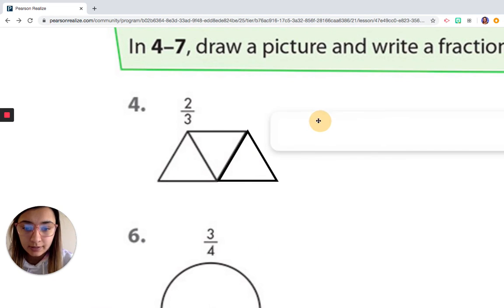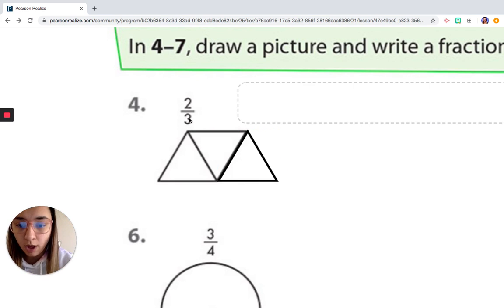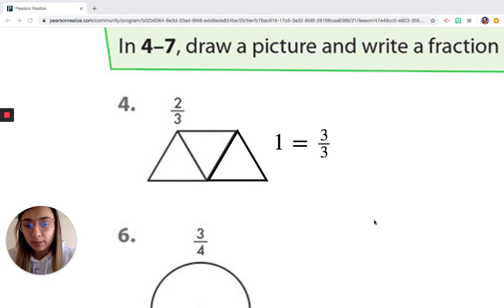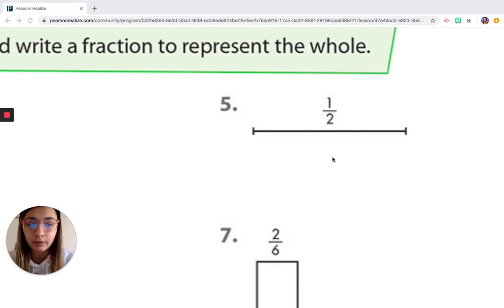So perfect. Now I'm checking out. I want 3, 1, 2, 3, and I have 3, 1, 2, 3. So the way that I'm going to write it is my whole, which is 1, equals 3 over 3. So my whole equals the 3 parts and the 3 that make the whole. So that is how I'm going to write it. And I'm going to show you next how to make one on a number line.